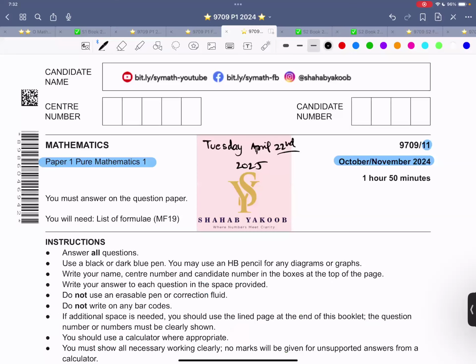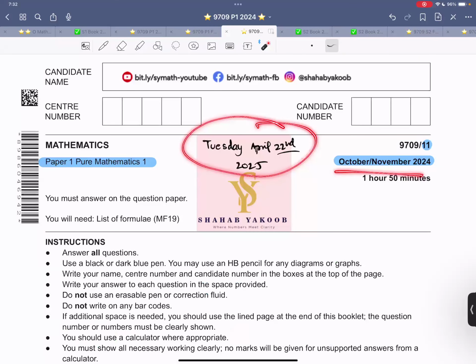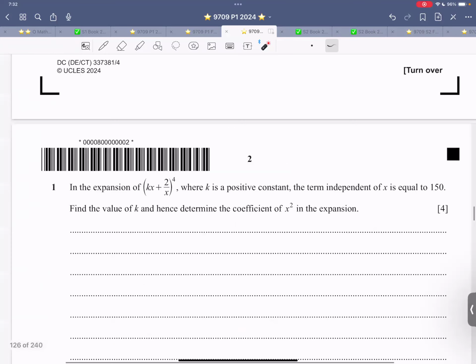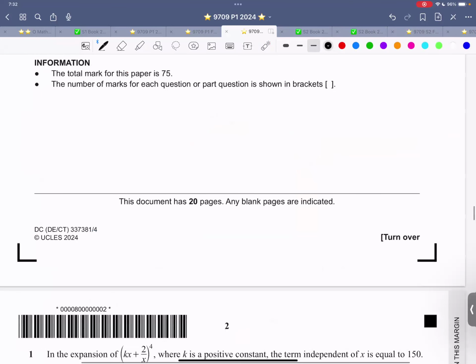Today we are focusing on this paper, October-November 2024 variant 11, of P1 Pure Math 1. So now it's 7:32. That's the start time. Let me write it over here. And then we will do some problems and see how much time we have consumed. So stage 1, stage 2, all the way till stage 3.